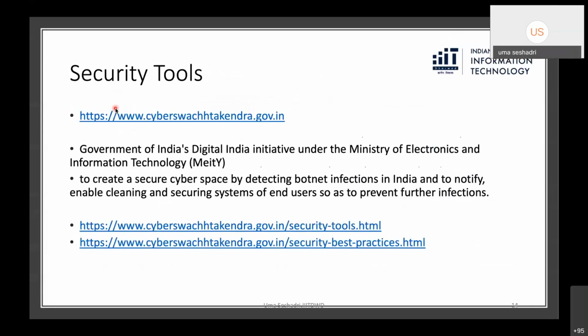There are various security tools available. Please log in to various websites. Even the Government of India has certain initiatives under the Ministry of Electronics and Information Technology. They also provide details to help you create a secure cyberspace by detecting a lot of botnet infections in India, and to notify, enable cleaning, and securing. So you can always adopt such best practices, and also make sure that your systems at home or at the organization comply with security.